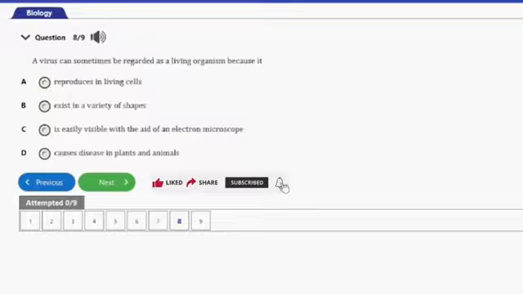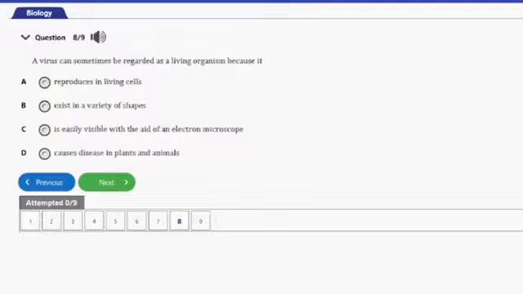Question number 8 here, it says, a virus can sometimes be regarded as a living organism because it A. reproduces in living cells, B. exists in a variety of shapes, C. is easily visible with the aid of an electron microscope, D. causes disease in plants and animals.